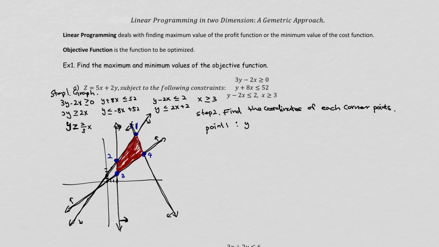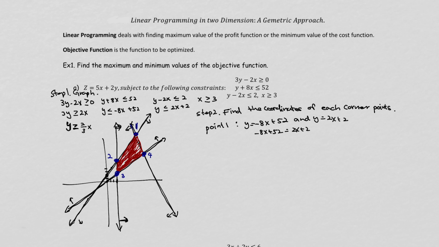So it will be y equals negative 8x plus 52 and y equals 2x plus 2. When we solve, let them equal each other, because both of the equations are equal to y. So we should be able to make them equal to each other. So it will be negative 8x plus 52 equals 2x plus 2.